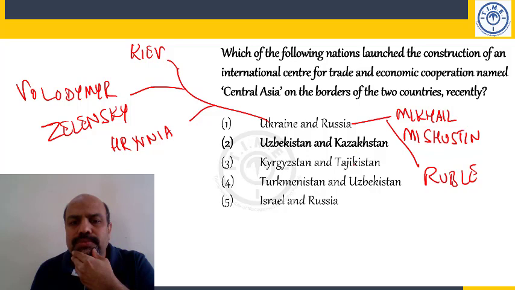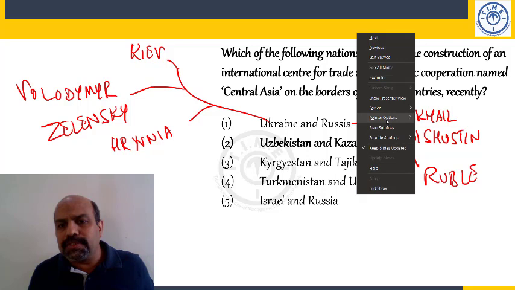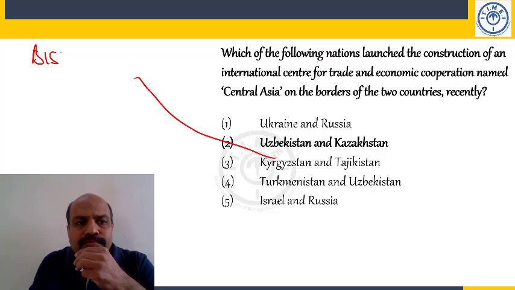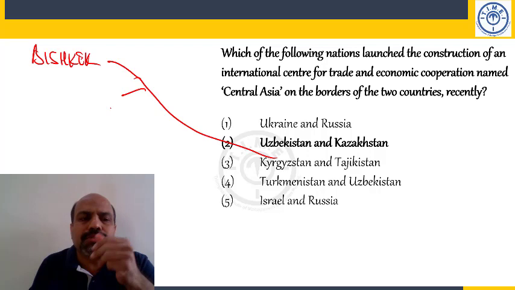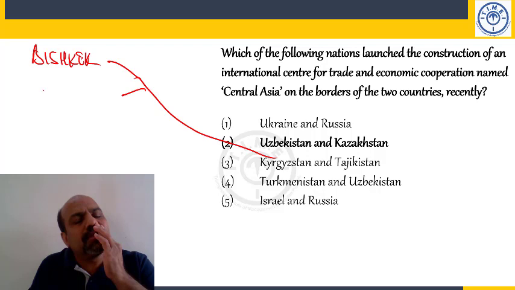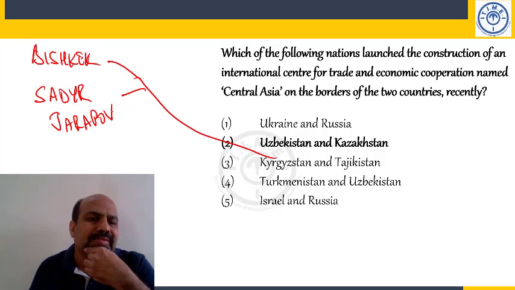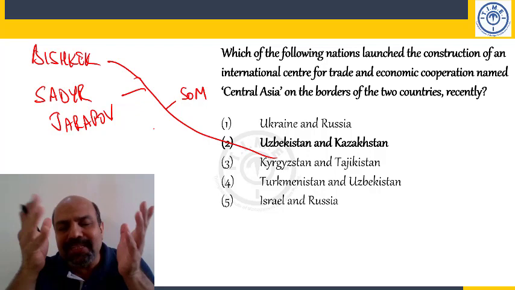Okay, next. Should we discuss Kyrgyzstan? Let's clear this one. The last two are Kyrgyzstan and Tajikistan. Kyrgyzstan's capital is Bishkek. The president is Sadyr Japarov. Don't worry, I'm giving you the right information. Sometimes thinking too much has its problems.